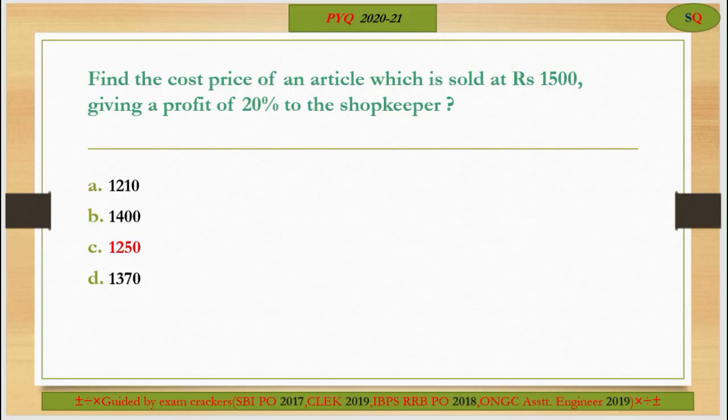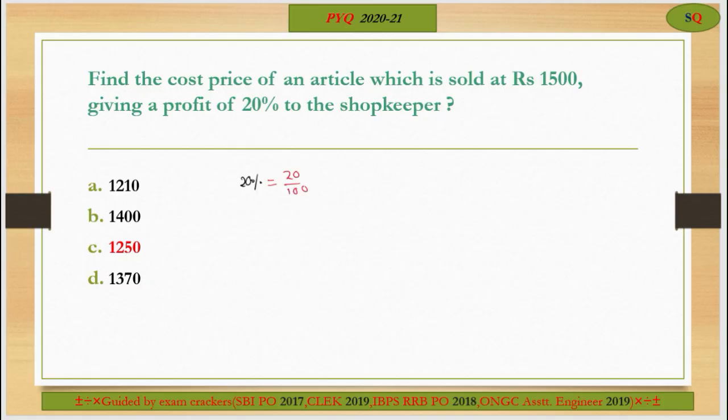The first question is, find the cost price of an article which is sold at rupees 1500, giving a profit of 20% to the shopkeeper. So to do this question, we just have to convert this 20% profit into a fraction. How much?